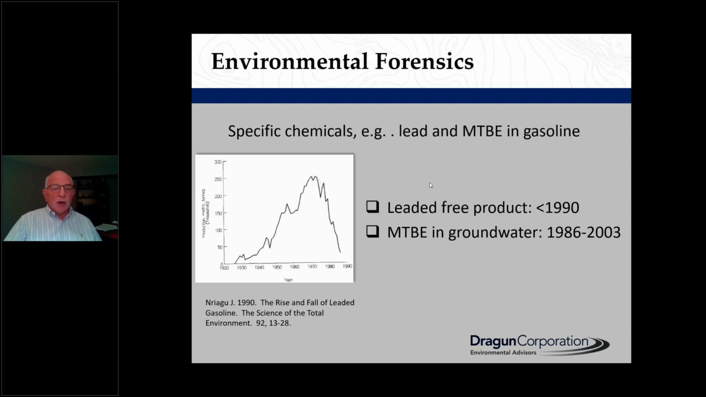So specific chemicals would be like lead or MTBE in gasoline. We know that leaded gasoline was used before 1990. We know that MTBE, an additive in fuel to replace lead in fuel, was used between 1986 and 2003. So we can use the presence or absence of these additives in gasoline as indicators of the age when the release occurred.